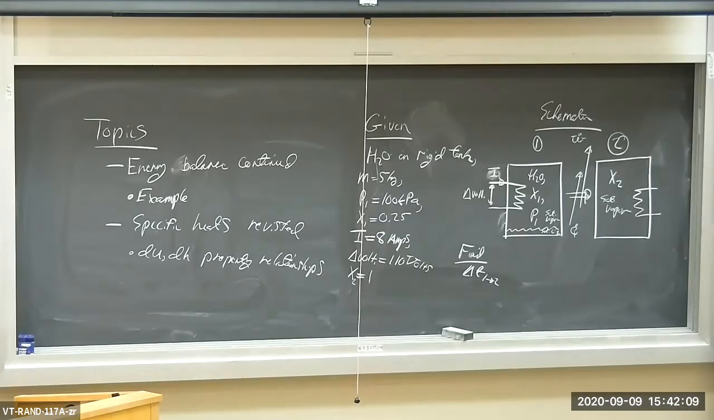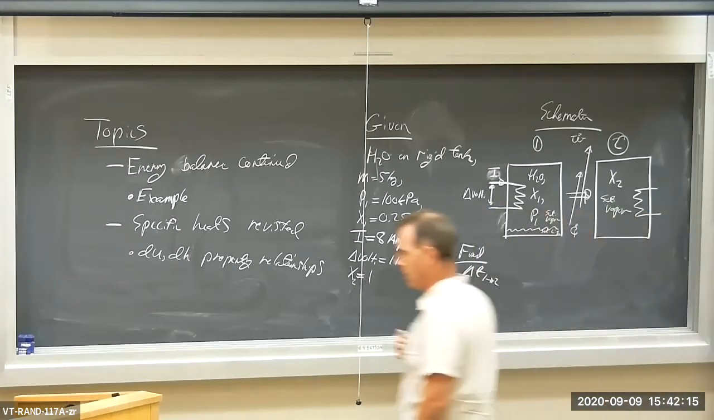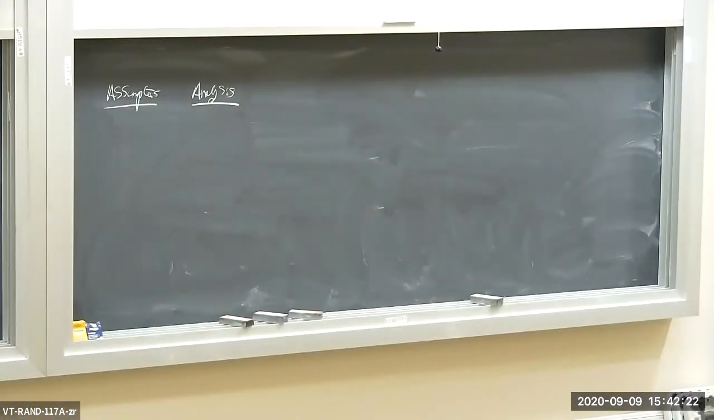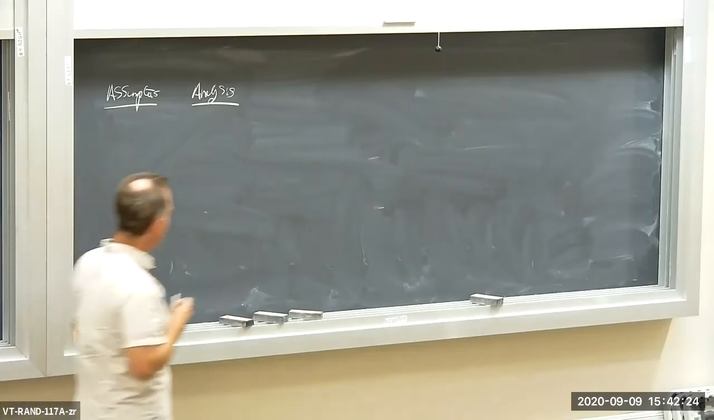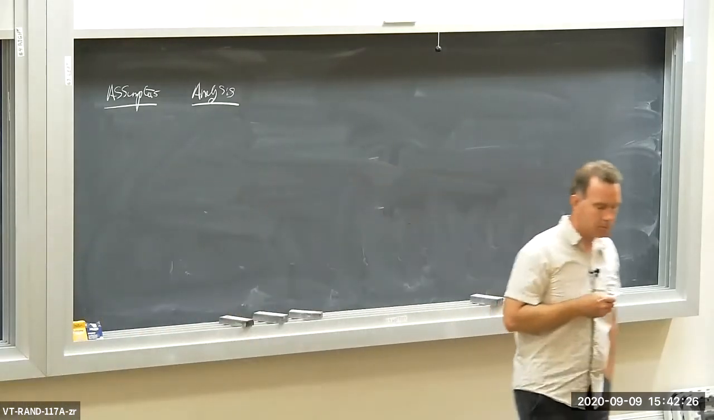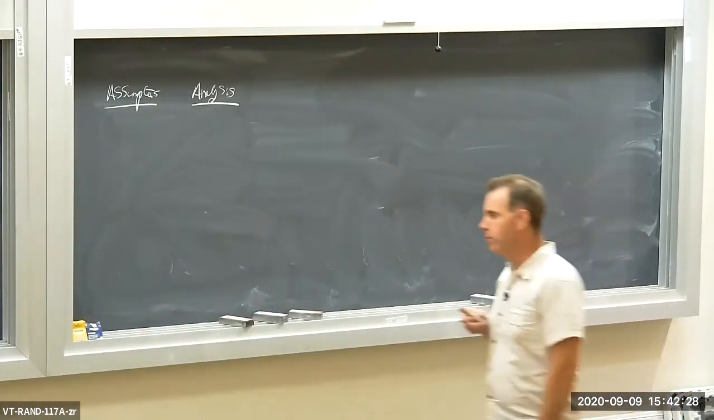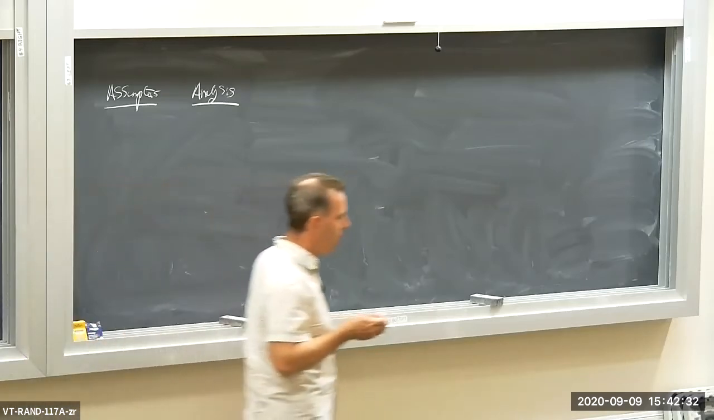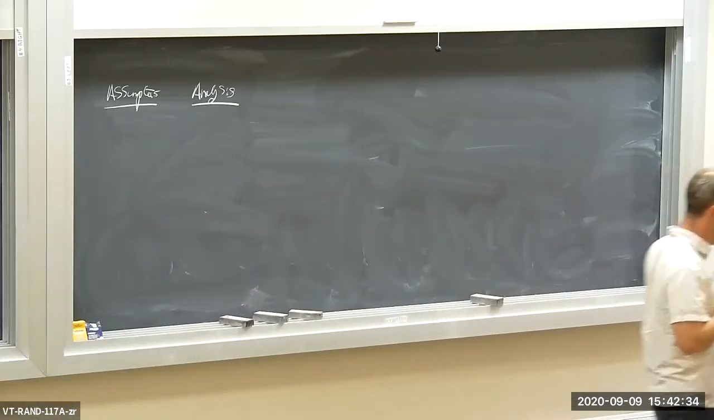So let's get started here. We'll write down our assumptions as we go along. So that's why I have the assumptions section on the next board. We'll write the assumptions down as we go along. Okay, so let's begin the analysis here. So we're looking for a time required to undergo some process from state 1 to state 2.